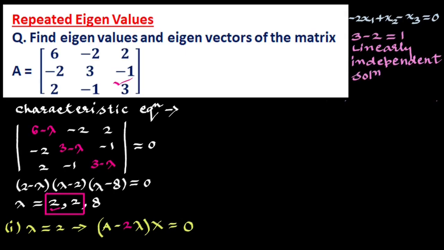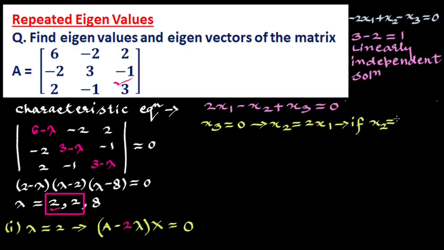Now for finding the eigenvector, we will rewrite this equation as 2x1 minus x2 plus x3 equals 0. Now in this equation we will put x3 equals 0, that will give x2 equals 2x1, and if x2 is 2, x1 will be 2 upon 2, 1. So the first eigenvector that we get is 1, 2, 0.